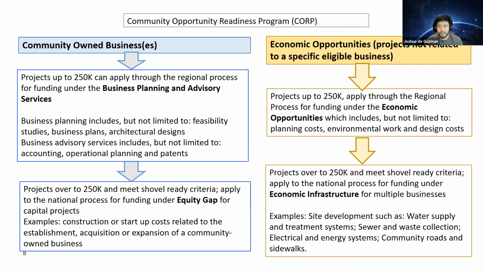And then once all the shovel-ready criteria are met, we would consider projects over 250K under the national process, under economic infrastructure. So it would be site development. We don't pay for the building of the buildings per se. Let's say you're building a business park, we don't fund the buildings per se. We fund the site development. So that would be the water supply, treatment systems, sewer, electrical, energy systems, roads, sidewalks, all those sorts of things to support the economic infrastructure.